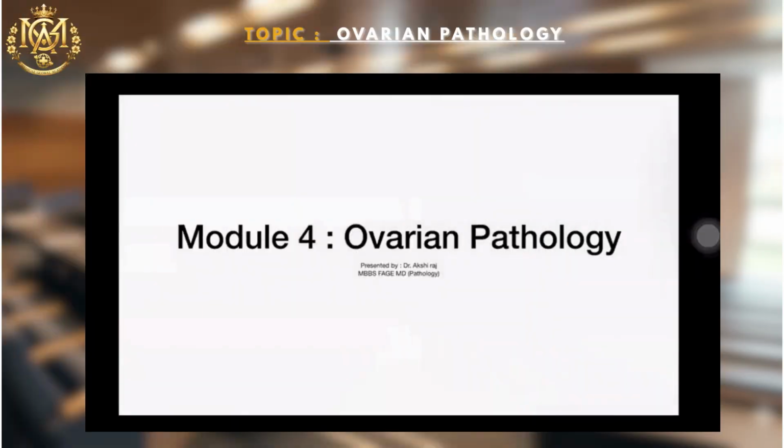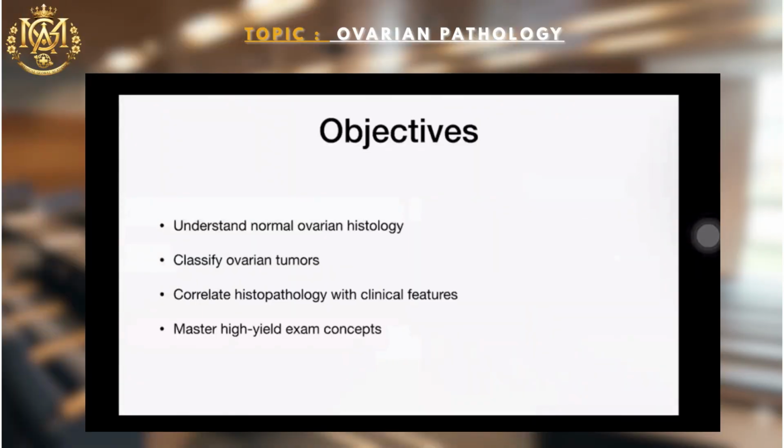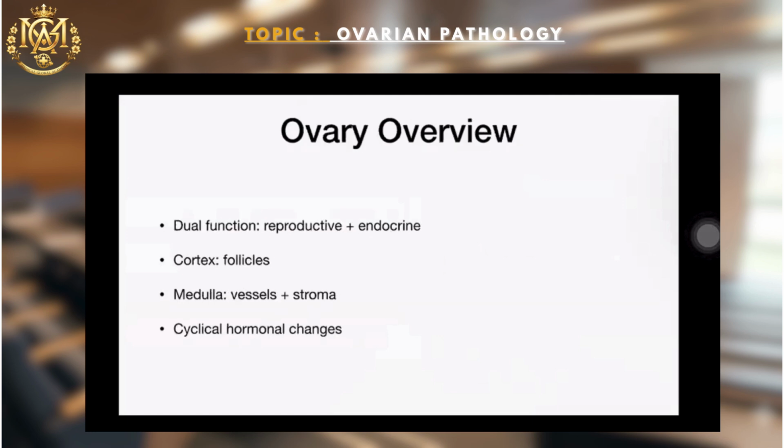Start with ovarian pathology. Our objectives will be understanding the normal histology first. Then we're going to classify the ovarian tumors. We'll read about the morphology, which includes the gross and the microscopy, along with the clinical features and the management. And what is important for you in the end? What are the high yielding exam concepts?